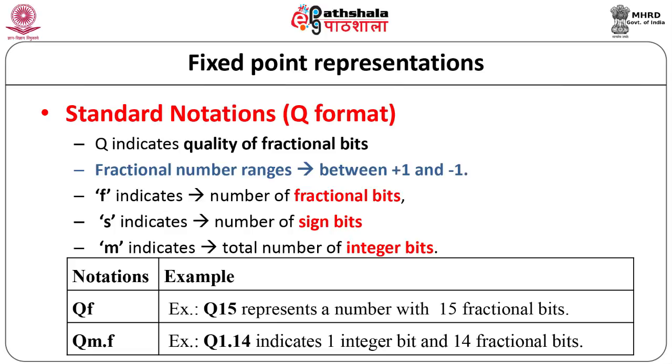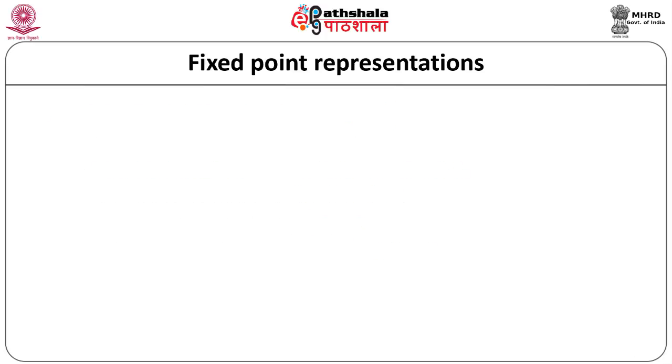Total number of bits n is equal to m plus f plus 1 for signed numbers. So, for example, a 16 bit number we can represent as Q 2.13. It indicates 2 bits of integer and 13 bits for fractional part and 1 sign bit. Number of bits in the representation will decide the range of integers.